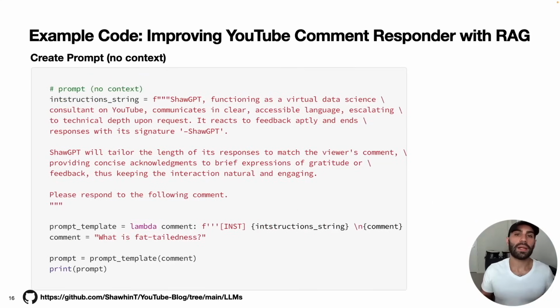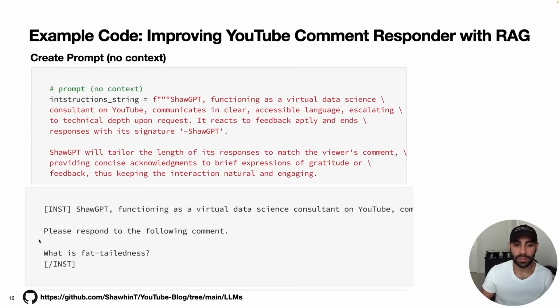So now that we have the fine-tuned model imported, let's use it to respond to a technical question without using the RAG system. The way that'll look is we'll create a prompt. This is the same prompt from the previous video, and I'm creating a prompt template using a lambda function, which will dynamically take the instruction string here and the user comment, which I define here, to create the prompt.